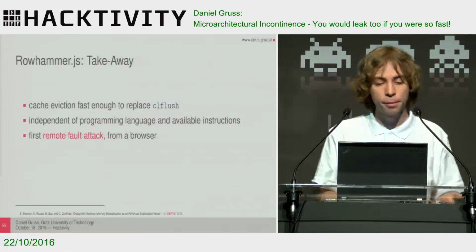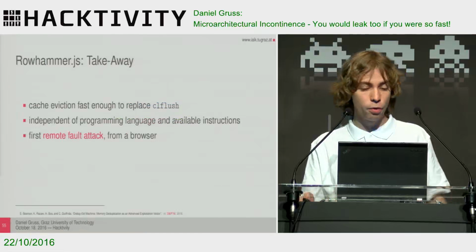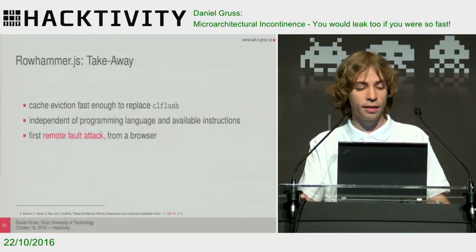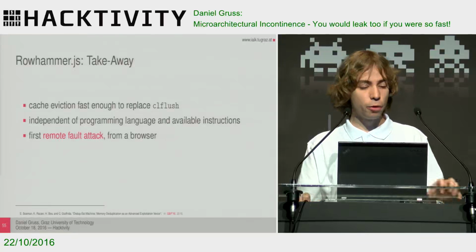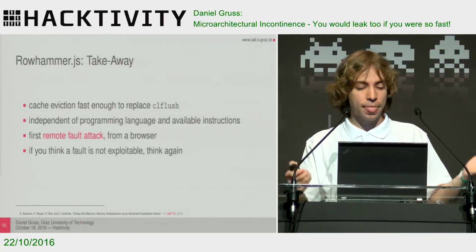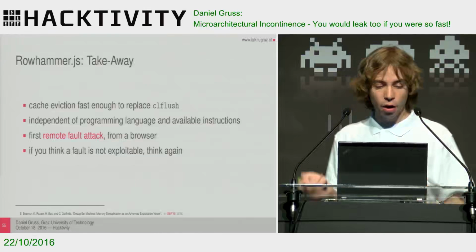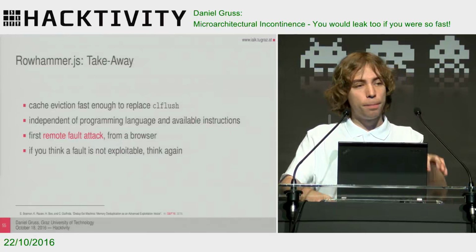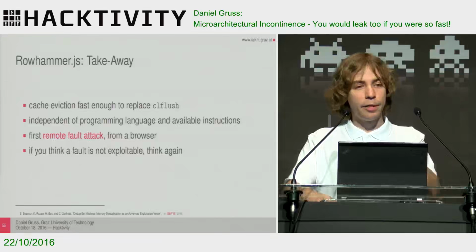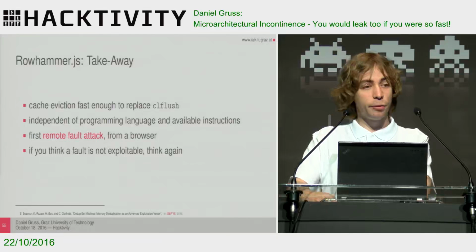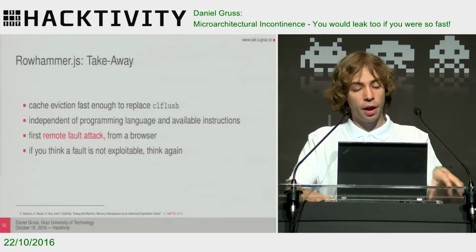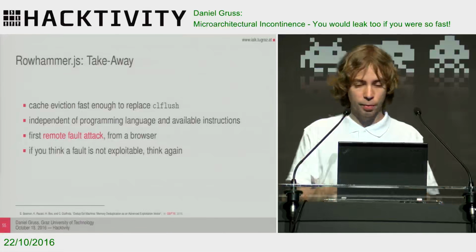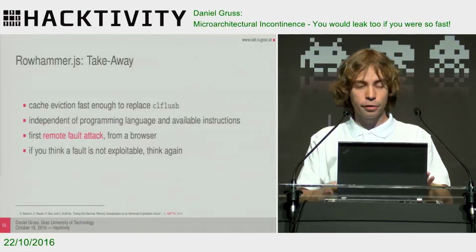So the takeaways for rowhammer are that cache eviction is fast enough to replace CL flush, and independent of the programming language, you can perform rowhammer attacks, and this is basically the first remote fault attack from a browser. I have put a citation here of a recent paper by Erik Bosman et al. They combined a rowhammer attack in JavaScript with a page deduplication attack, and with that have a reliable exploit from Microsoft Edge to root on a fully patched Windows. Okay, so there's no vulnerability in Edge either.